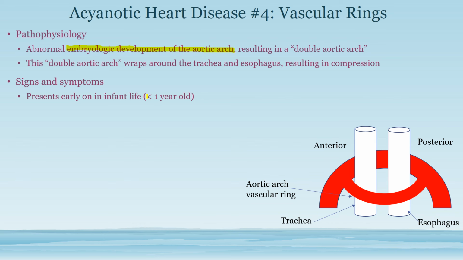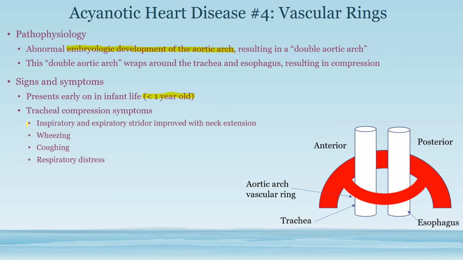So it presents very early in life, less than 1 year old, because this is happening so early. And as you get more blood inside the aorta, it's going to start compressing these structures more and more. So some symptoms of tracheal compression: you have inspiratory and expiratory stridor. Stridor means that loud, harsh sound that you get whenever you're breathing in or out.